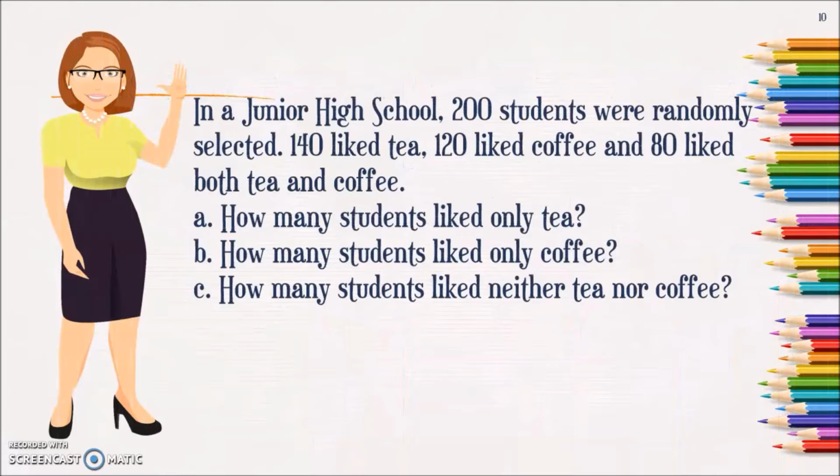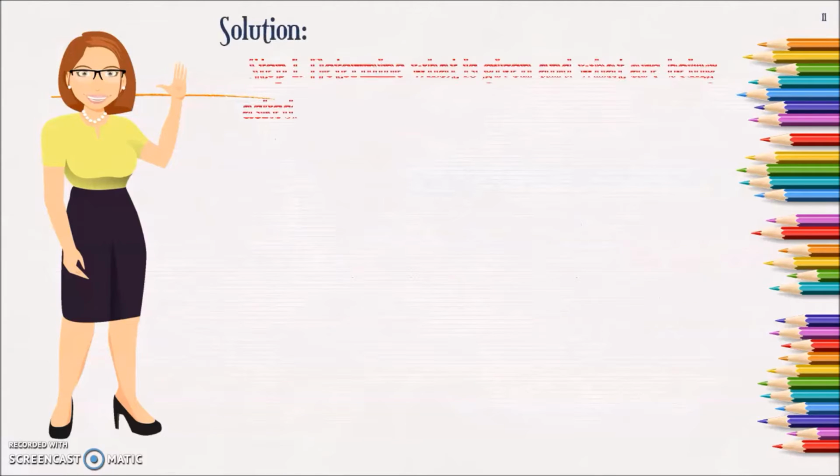In a junior high school, 200 students were randomly selected. 140 liked tea, 120 liked coffee, and 80 liked both tea and coffee. We are asked to find the answers to the following questions. A. How many students like only tea? B. How many students like only coffee? And C. How many students like neither tea nor coffee? To solve that, we will show the steps and its solution.